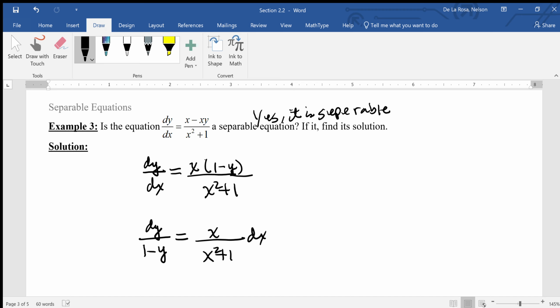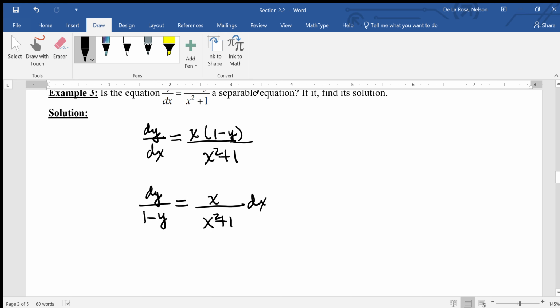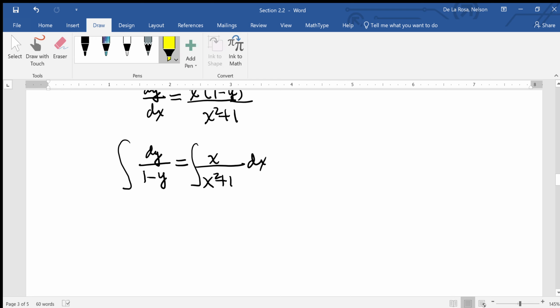Okay. Now, what next? Now we need to find the integral to find the solution of the equation. Then, how can we do that? Well, we have an integral in yellow and we have an integral in blue. Let's solve these two integrals separately.